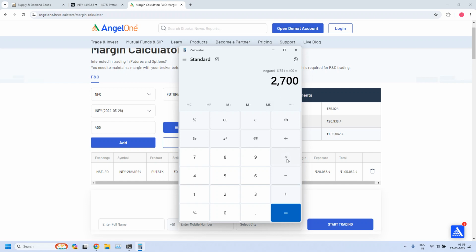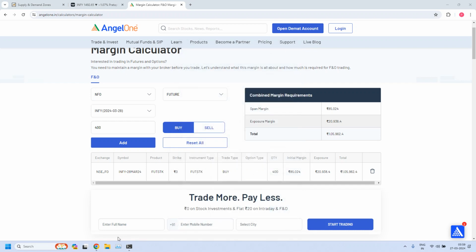How much ROI would we have got intraday? 2,700 into 100 divided by 1,05,962.4. So you would have got 2.5% ROI. 2.5% intraday ROI you would have got if you would have taken the Infosys trade today.